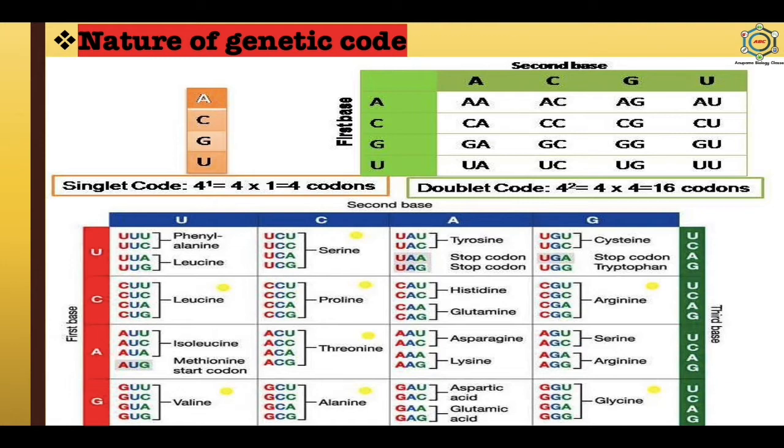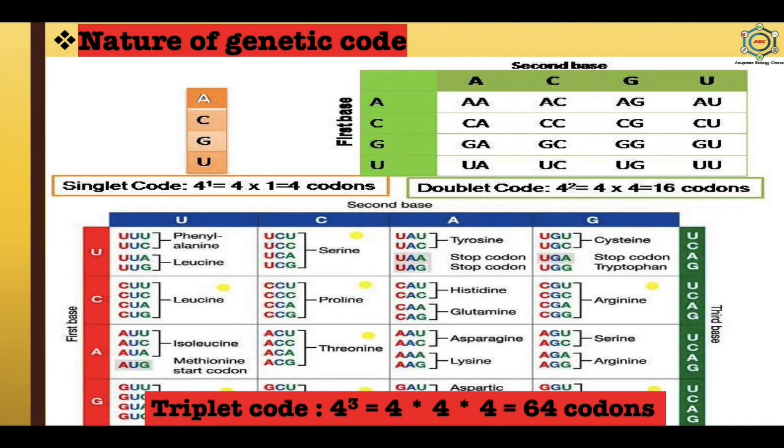If a sequence of 2 bases, like the doublet code, coded for one amino acid, the 4 bases could specify 16 amino acids, that is 4 into 4. It means 16 codons. This is also inadequate. If a sequence of 3 bases coded for one amino acid, the 4 bases would specify 64 amino acids, that is 4 into 4 into 4, that is 64 codons. And clearly a sequence of 3 bases, called the triplet code, is the simplest code that can account for the 20 amino acids. Singlet and doublet codes are insufficient.